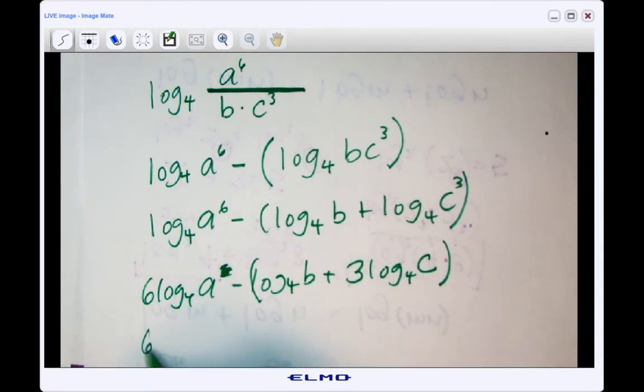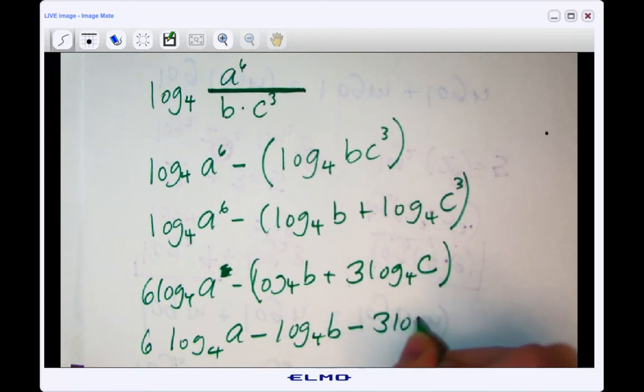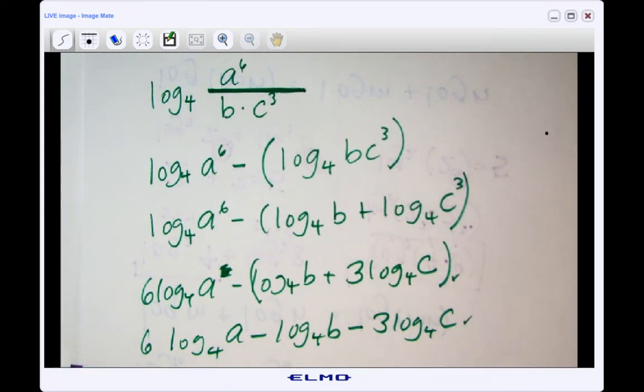So if that's what your teacher likes, or that's what you like, then you may do that. But that means you have to distribute this negative. So these things, of course, all say the same thing. But this one would be okay with me, and that one would be okay with me, if we were expanding these logarithms. I'd be happy with either one. All right.